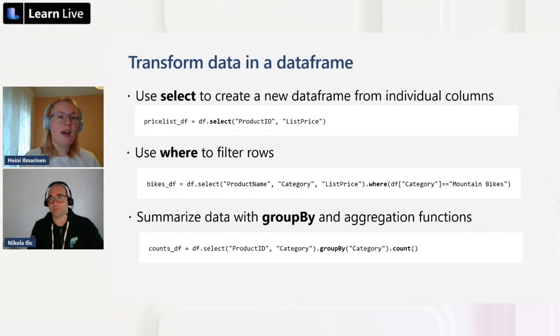Another very common thing that we might need to do is filter rows, and we might use the where statement to do that. So in this example, we are creating the bikes data frame, and we're using the original data frame to select the first three different columns, and then we are filtering just where the data frame category column equals mountain bikes.